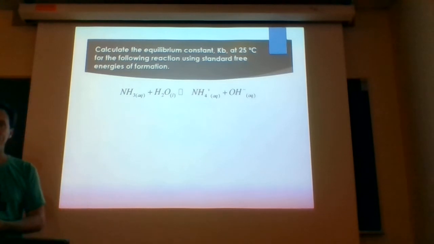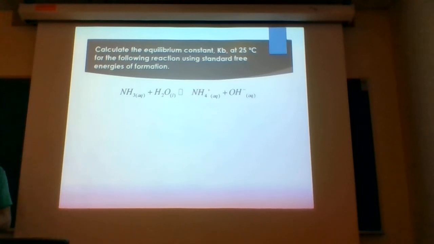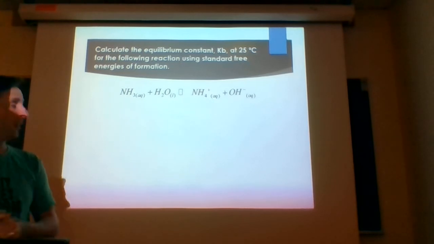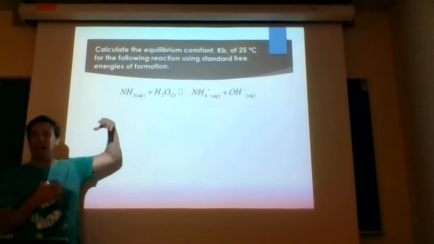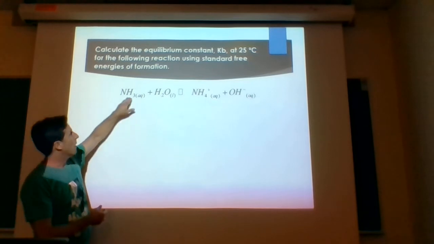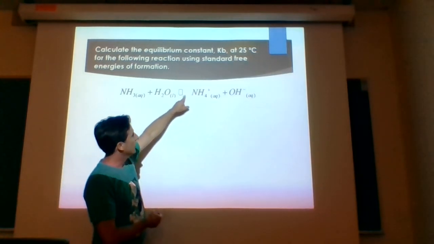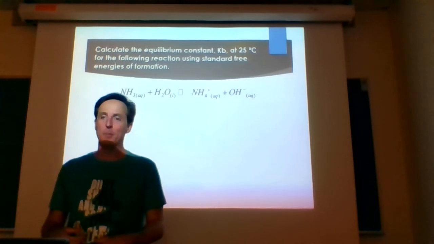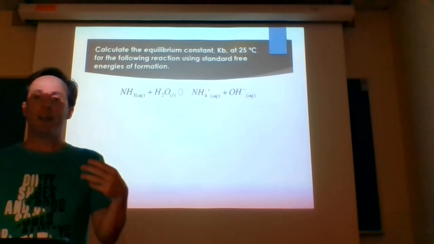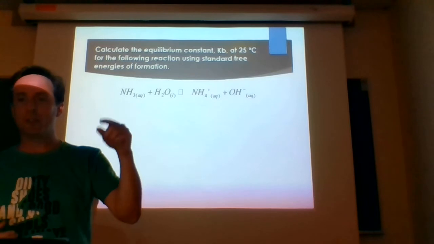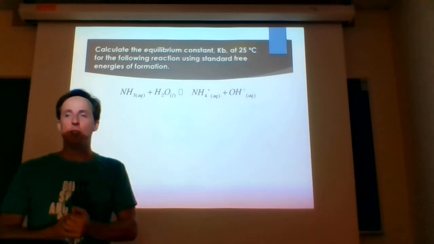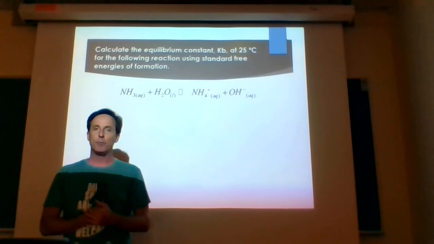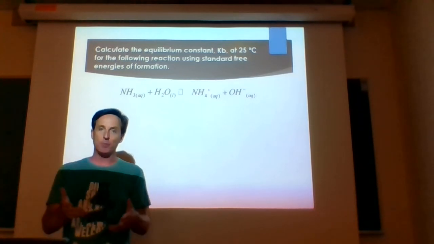Another one, similar idea, one more step. Calculate the equilibrium constant Kb for this reaction. Again, it's a reaction we know, ammonia plus water yields NH4 plus OH, so this is just a normal base reaction for ammonia. Calculate the equilibrium constant using the standard free energy of formation. So the difference between this problem and the last one is this time I didn't give you delta G naught. You have to figure that out yourself.